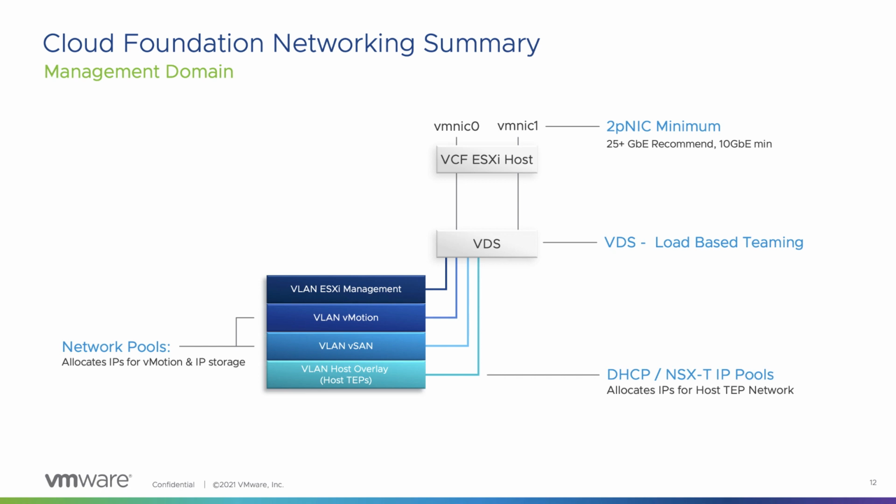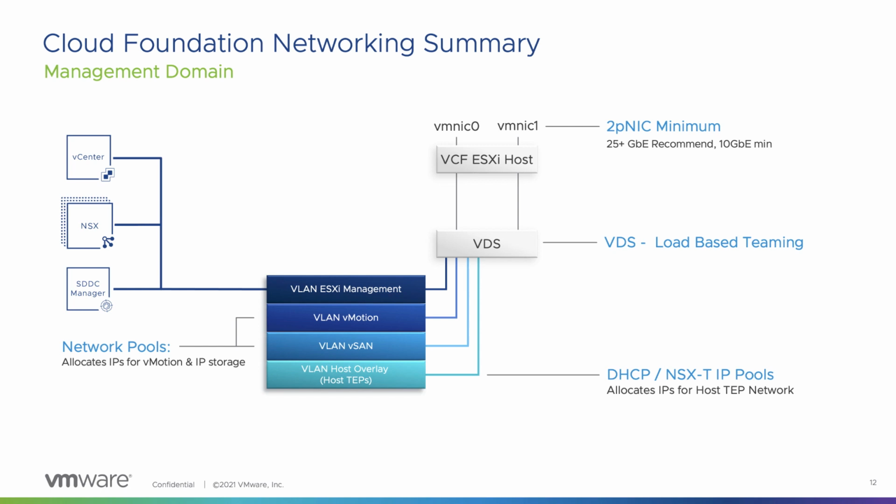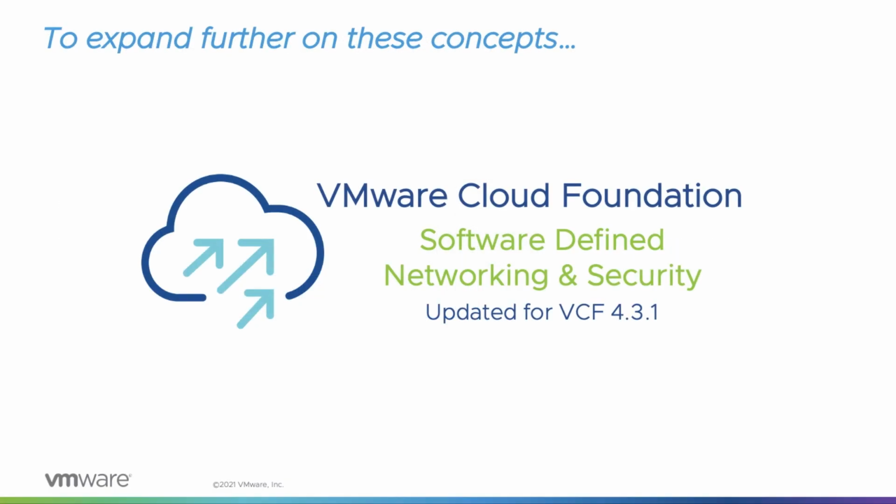Here we can see the ESXi host overlay network, also known as the host TEP network. The host overlay network can be configured with an IP pool or with DHCP and is used to carry encapsulated traffic between the hosts. Management components such as the Management vCenter Server, the NSX management cluster, and SDDC Manager are configured to the management network during deployment. SDDC Manager contains several inbuilt automated workflows which can be run post-deployment to help simplify the configuration and consumption of software-defined networking. And that concludes our short deep dive on Cloud Foundation Networking.